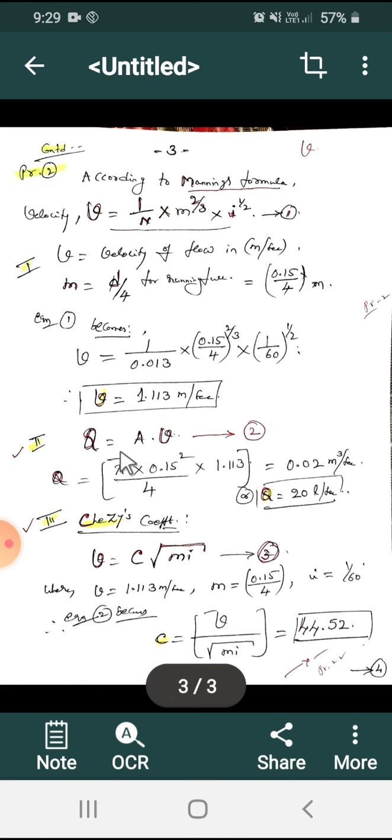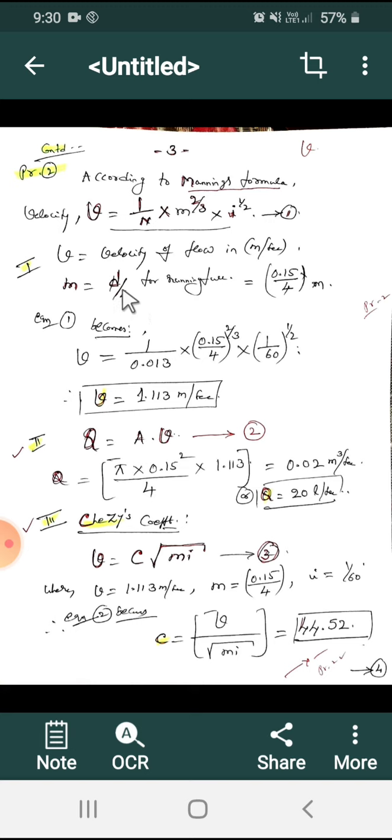The V value you have to determine. According to Manning's formula, velocity V is equal to 1 by n into this much. This is equation number 1. Now, V is the velocity of flow, and M is equal to D by 4. We know M is equal to A by P. Substitute that: A is pi d square by 4, P is pi d. Finally, you will get D by 4 for running full. You do this separately and find out the M value.